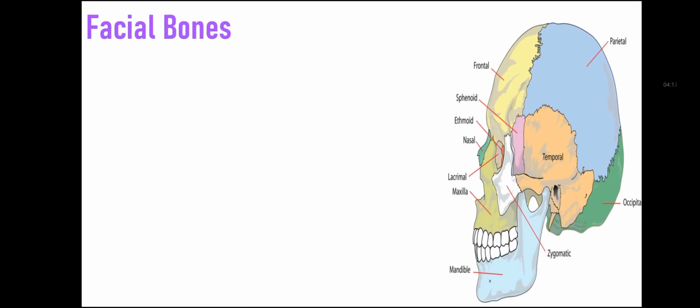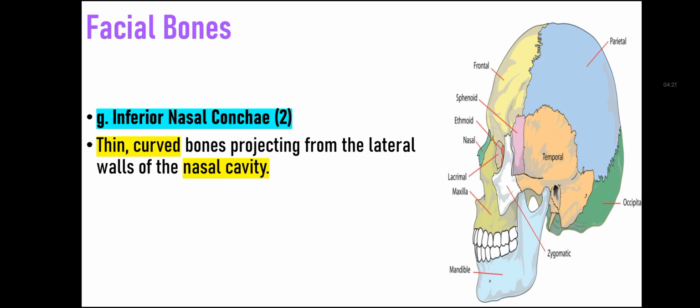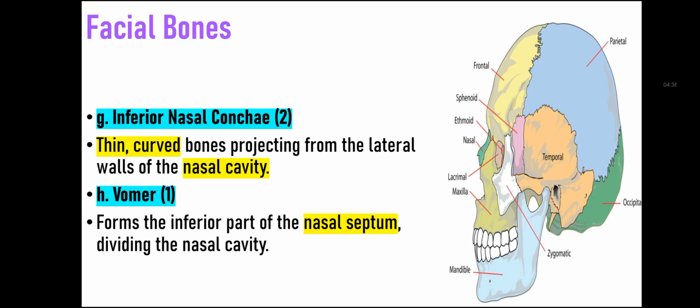Further talking about facial bone we have is inferior nasal conchae, that are also paired bones, that means there will be two inferior nasal conchae in every facial skeleton or skull. They are thin curved bones projecting from the lateral walls of nasal cavity. Next in facial skeleton we have is vomer, that is an unpaired bone. It forms the inferior part of nasal septum dividing the nasal cavity.